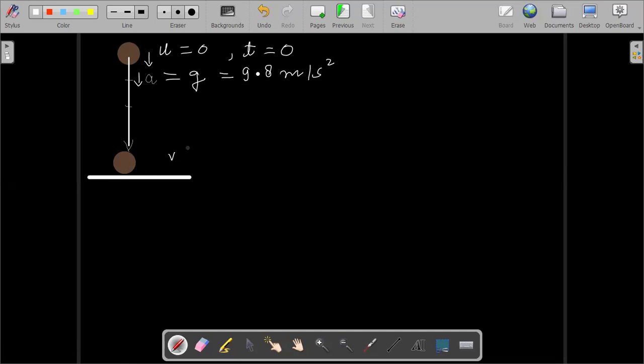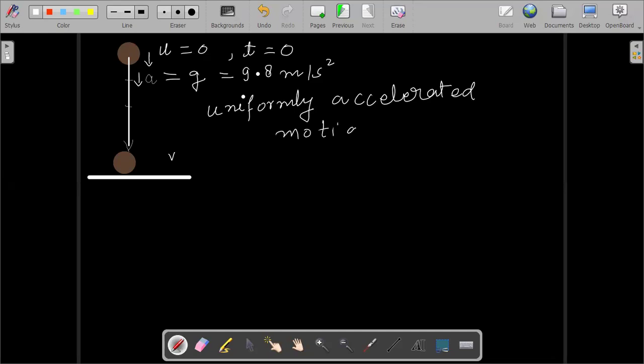Now this is an example of uniformly accelerated motion, as acceleration is constant throughout the journey, and hence it is an example of uniformly accelerated motion. Now we will obtain the equations of motion. I told you that we'll be deriving the equations of motion from different formulas. I'll also be telling you a few formulas for differentiation which we studied. Today, I'll also tell you some formulas of integration.